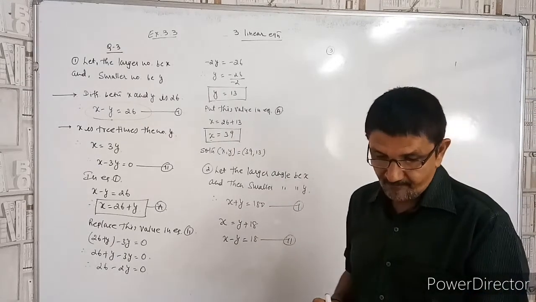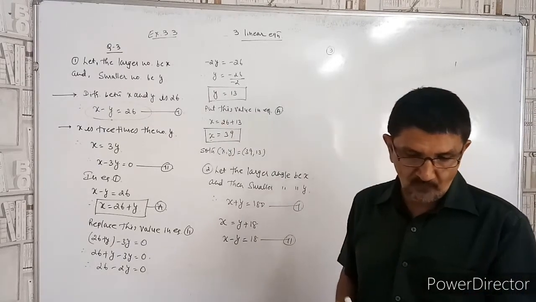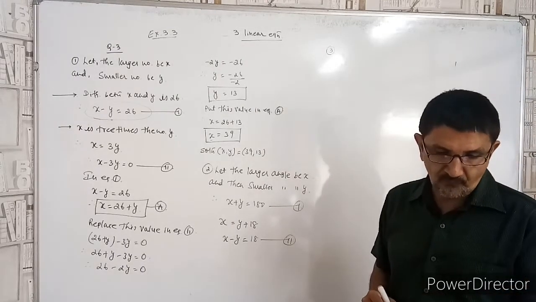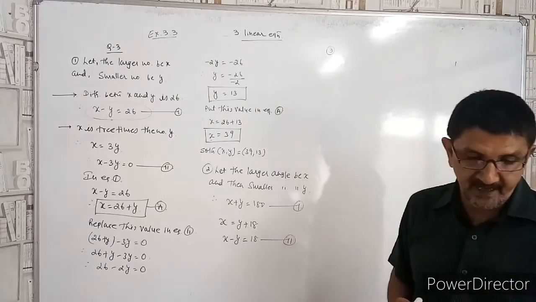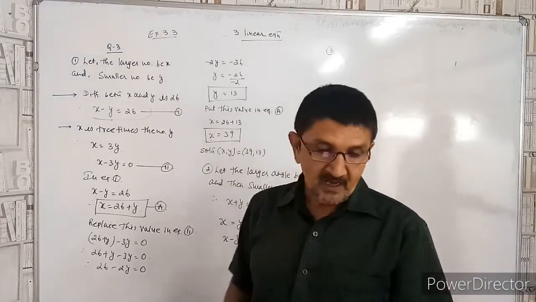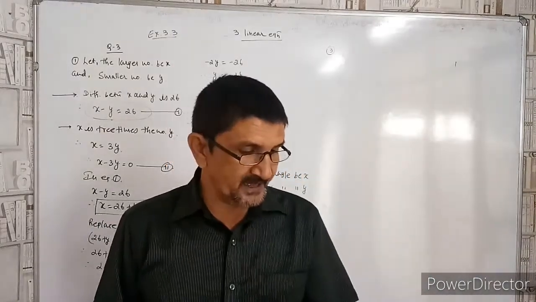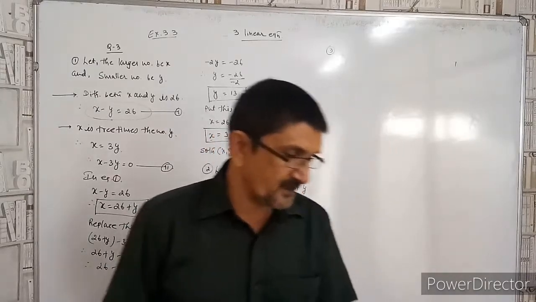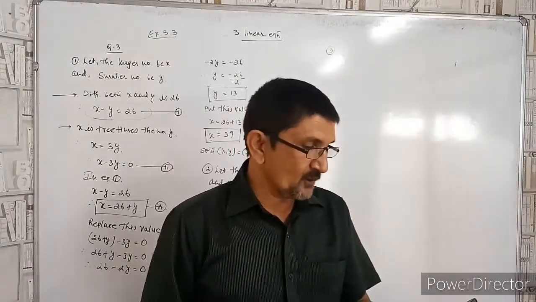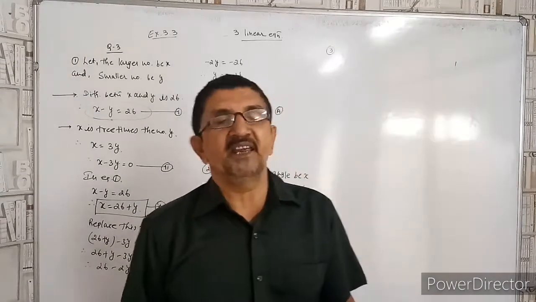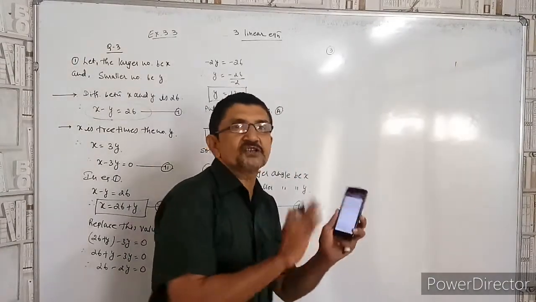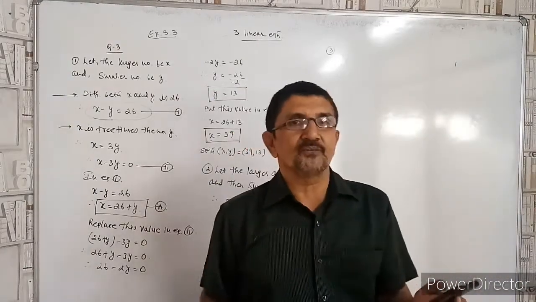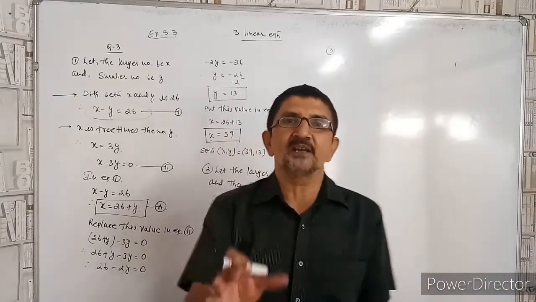Third one is: the coach of a cricket team buys 7 bats and 6 balls for rupees 3800. Later she buys 3 bats and 5 balls for 1750. Find the cost of each bat and each ball. So whenever in a question this type of last statement is given, find the cost of each bat and each ball, you have to assume that.